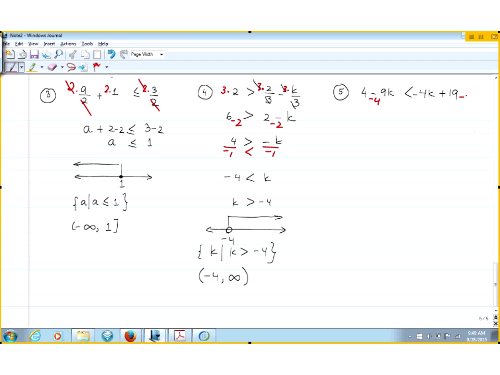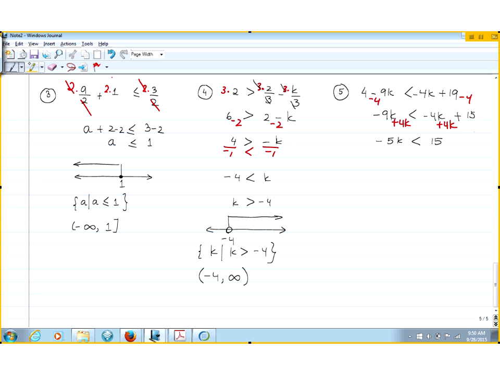What are we going to do here? Subtract 4. Okay. So yes, we want the variable to be on the left. So -9K is less than -4K plus 19 minus 4, 15. Good. Then what? You add 4K to both sides. So what is this? -5K is less than 15.